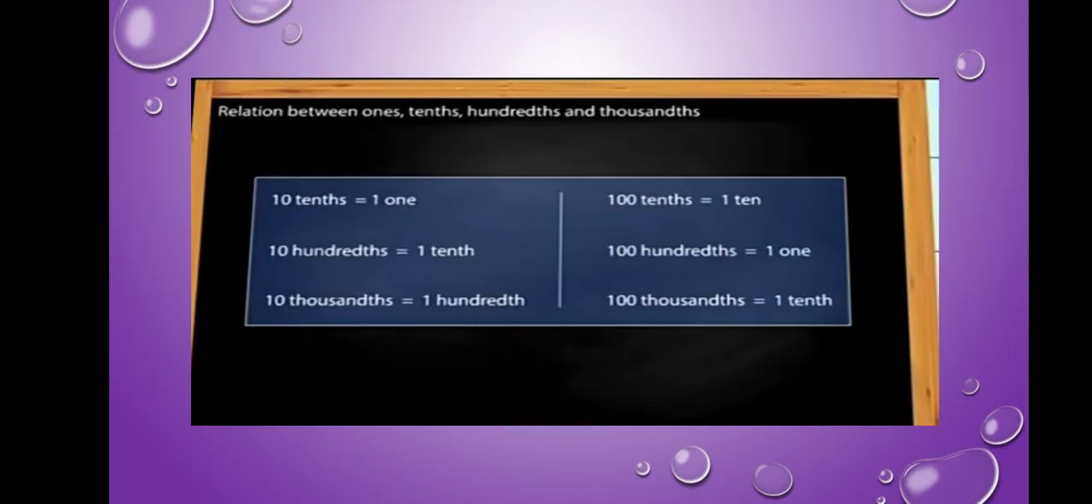Relation between ones, tens, hundreds and thousands. 10 tenths is equal to 1. You can just multiply and check in your rough copy. 10 tenths means 10 into 1 by 10. So 10 and 10 will get cut and only 1 remains. So equal to 1 we can say. Same way 10 hundredths means 10 into 1 by 100, and that will be equal to 1 tenth.